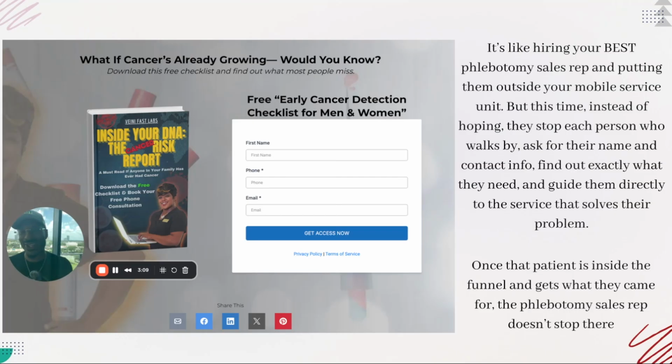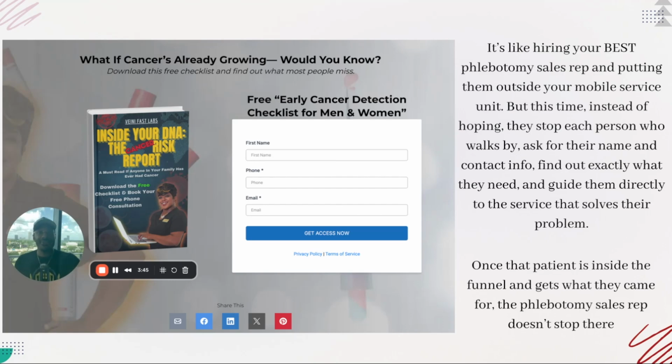We hope that a patient scheduled an appointment. We hope that a patient books or comes to our website. Right here is a perfect example of us not hoping anymore, and we are actually executing on this. So for instance, it's like hiring your best phlebotomy sales rep, okay, and putting them outside your mobile phlebotomy unit. Now, instead of hoping, what we're doing is stopping each person that walks by, and we're asking them for their name and contact information, and we're going to find out exactly what they need, and then guide them directly to the services that solve their problem. You see how that works?